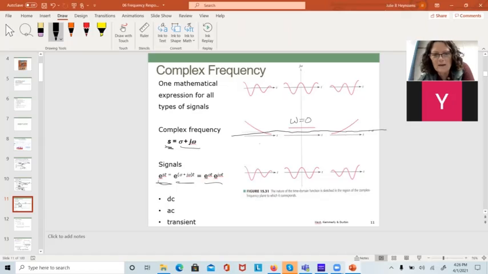If sigma is positive, I can have an exponentially growing function. We generally avoid those as engineers because they lead to fires. If sigma is less than 0, I have exponentially decaying functions, which you see a lot of. If sigma is 0, then I have something that looks just like e to the j omega t. That's a phasor, just like it was in EE188.